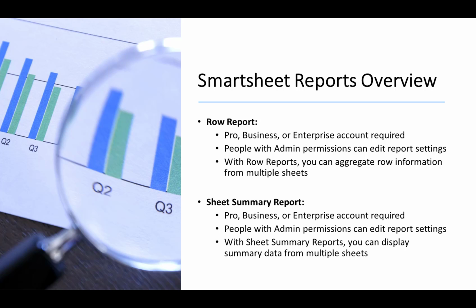In a nutshell, a row report is going to pull in information from rows or columns on a sheet. And that's what we wanted to use for this one because we're looking to summarize the different rows and make meaningful data. You can also create something called a sheet summary report. A sheet summary report pulls in information from the sheet summary fields. That's not what we looked at today. We looked at the row report. So again, I'm going to put a link down in the comments in case you want to read up a little bit more on the different types of reports.